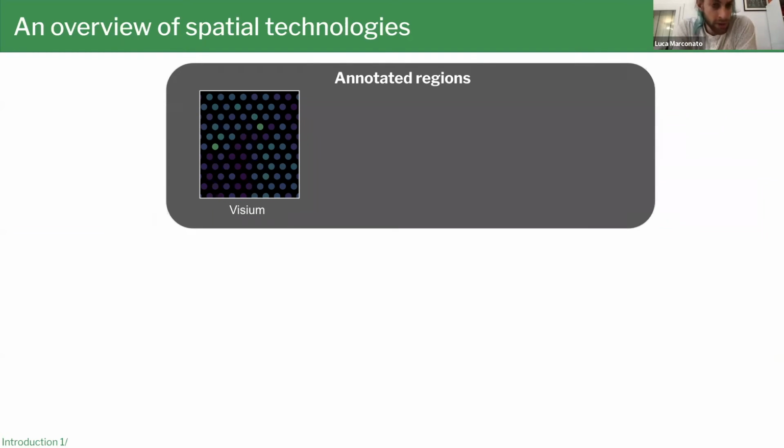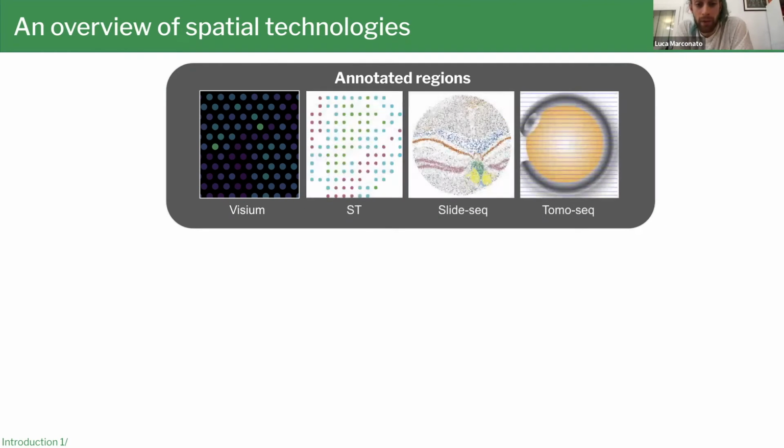First, there are annotated regions. These are 2D or even 3D areas, regions, or volumes that can be annotated with an expression or some categorical information. The most common example is Visium from 10x, but there are different techniques that we believe fall into this category, like spatial transcriptomics, in which the circular areas are larger and the disposition is a checkerboard-like grid. Slide-seq has smaller areas with random disposition, but also things like Tomo-seq, in which an organism is sliced in consecutive slices, and each slice is sequenced. So now the region is the slice.